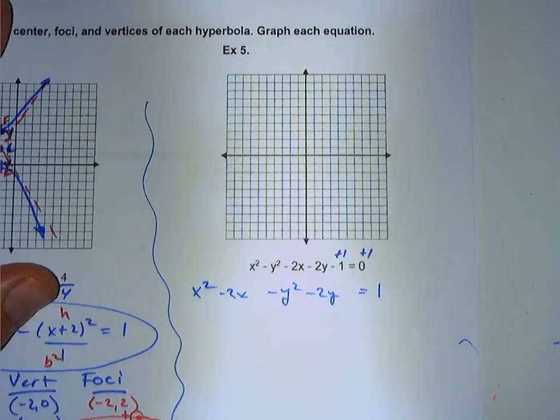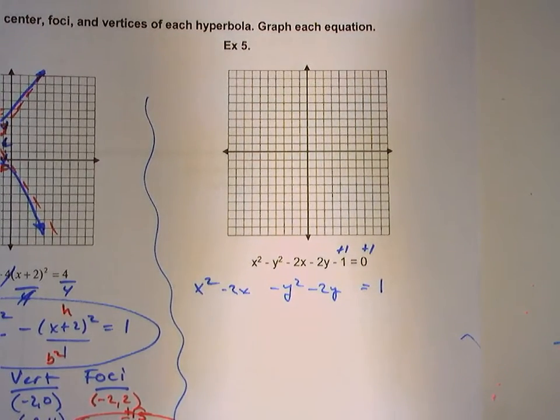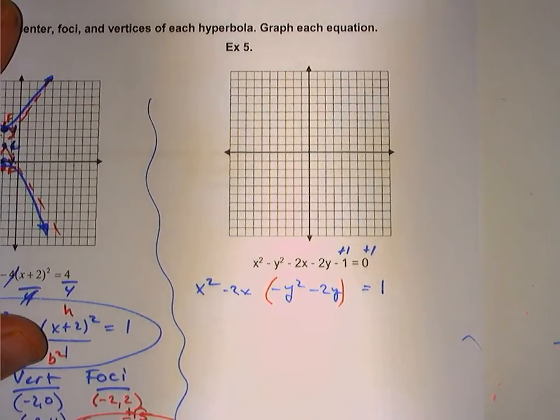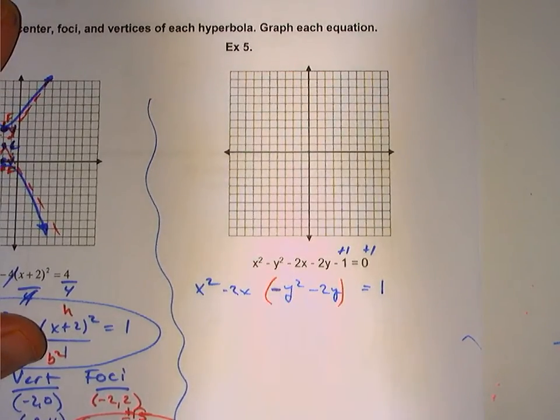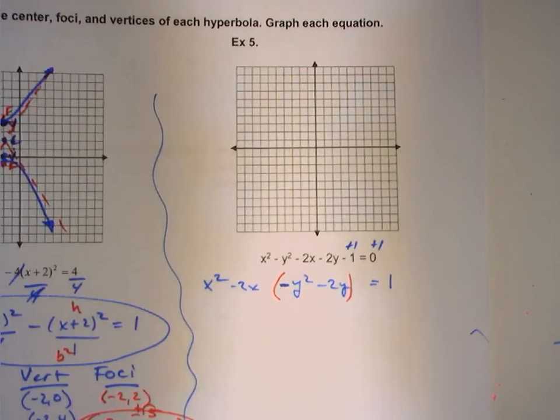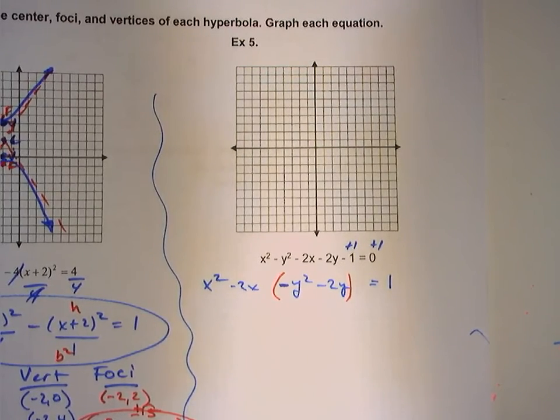Now again, we want to get quantity squared, so we got to complete the square, but we can't do it with this guy yet. The reason why we can't is because there's a negative here. We got to get rid of that number in front. We got to get rid of that negative. The only way to do that is to take out and factor out the GCF.